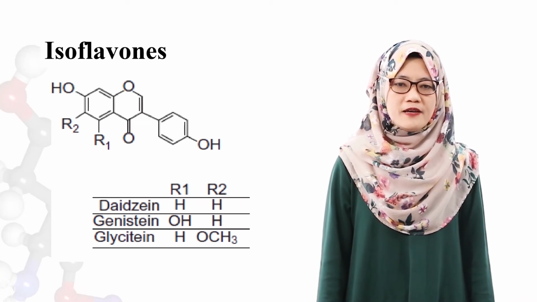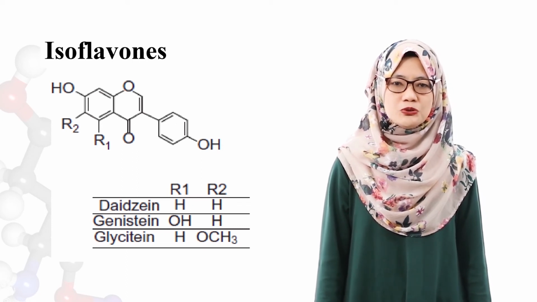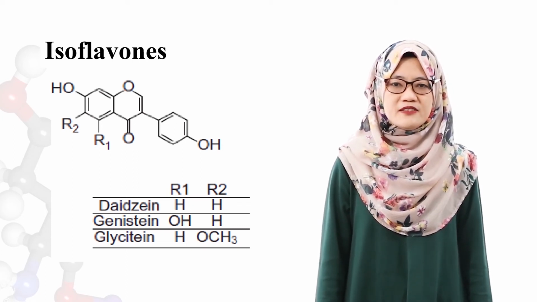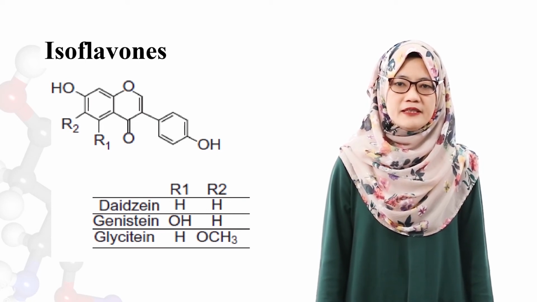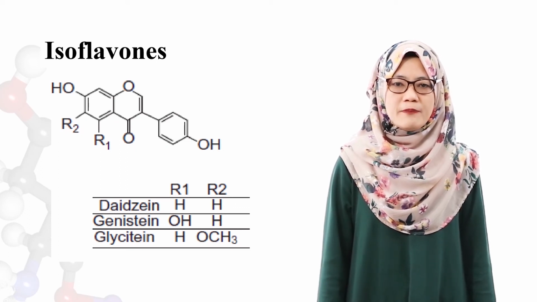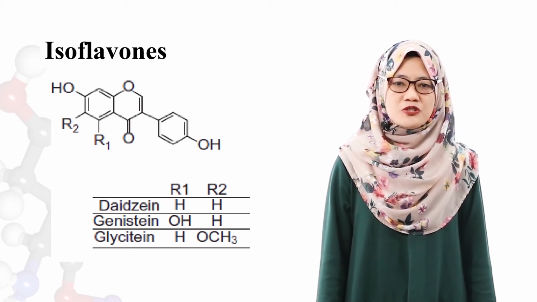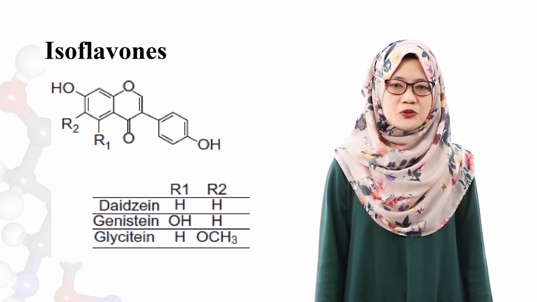Isoflavones are flavones in which the B ring is attached to carbon 3 instead of carbon 2. This structural feature makes isoflavones resemble estrogen, the female sex hormone, so they possess mild estrogenic activity and are known as phytoestrogens.